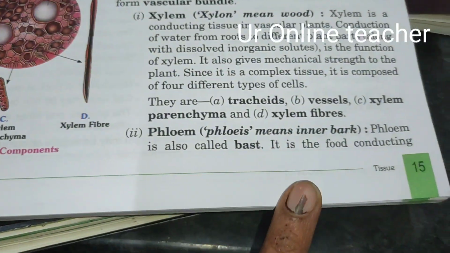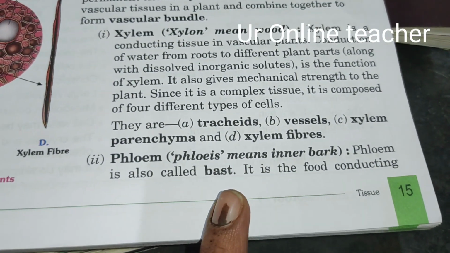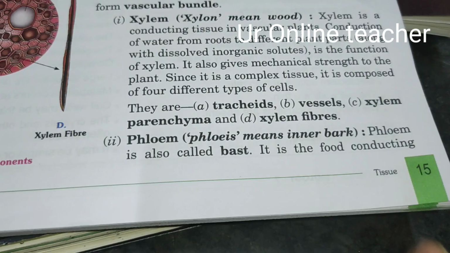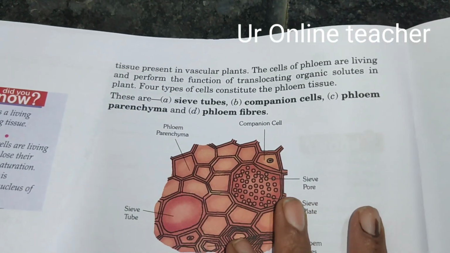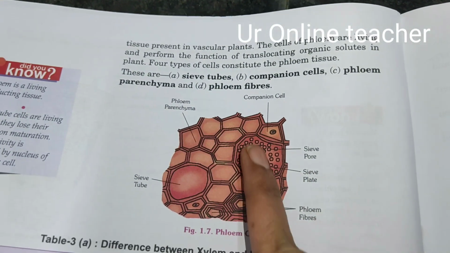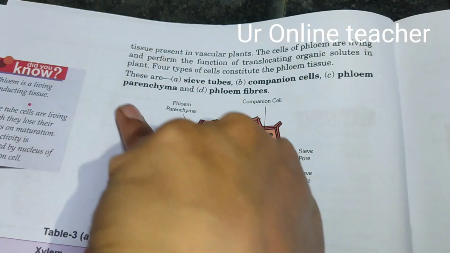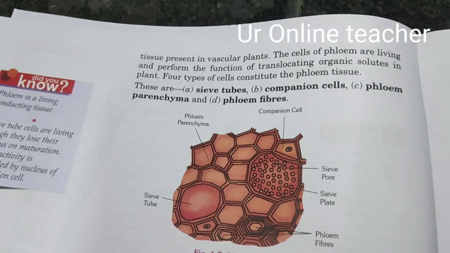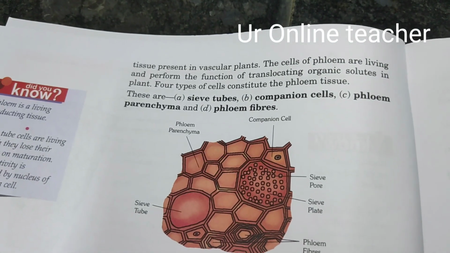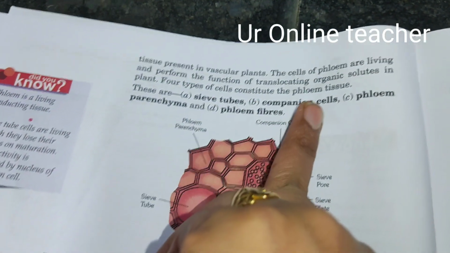Next, phloem. It helps in the conduction of food, and it is also called bast, inner bark. It is a food conducting tissue. It is present in the vascular tissue. The cells of phloem are living. Here all are living and perform translocating organic solutes in plants. So where food is prepared in the leaves by photosynthesis, from there it will be transferred to all the body parts. So there are also 4 types of cells in phloem tissue.